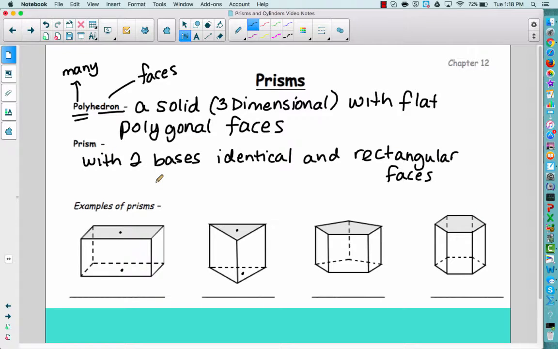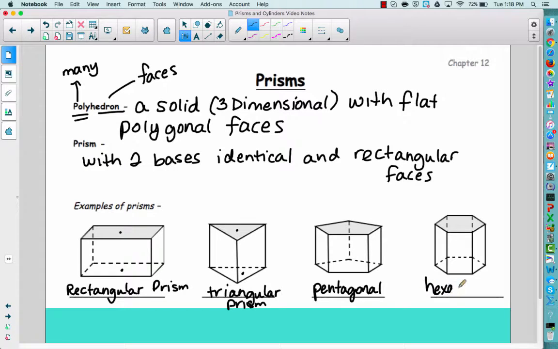We name prisms by their base. So this first one would be a rectangular prism. And this would be a triangular prism. And then we have a pentagonal prism. And then the last one, we'd call it a hexagonal prism. So again, we name the prism based on what shape the base is.